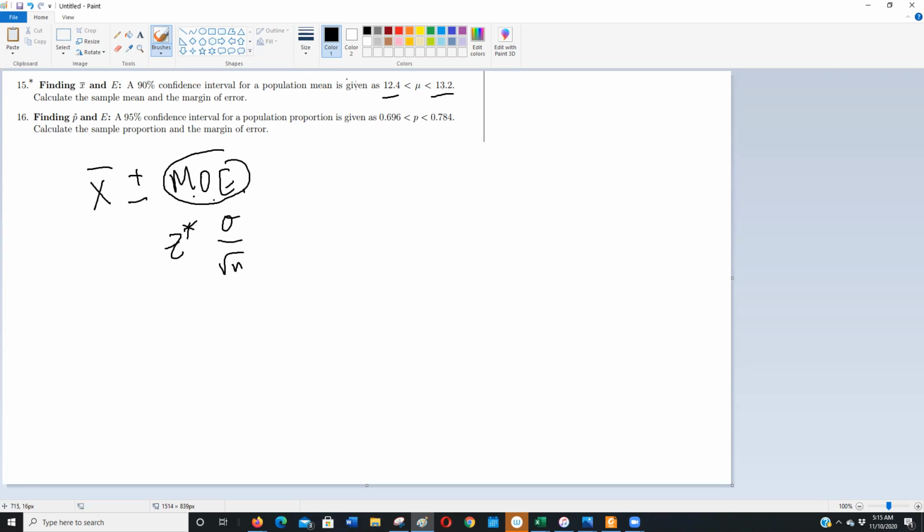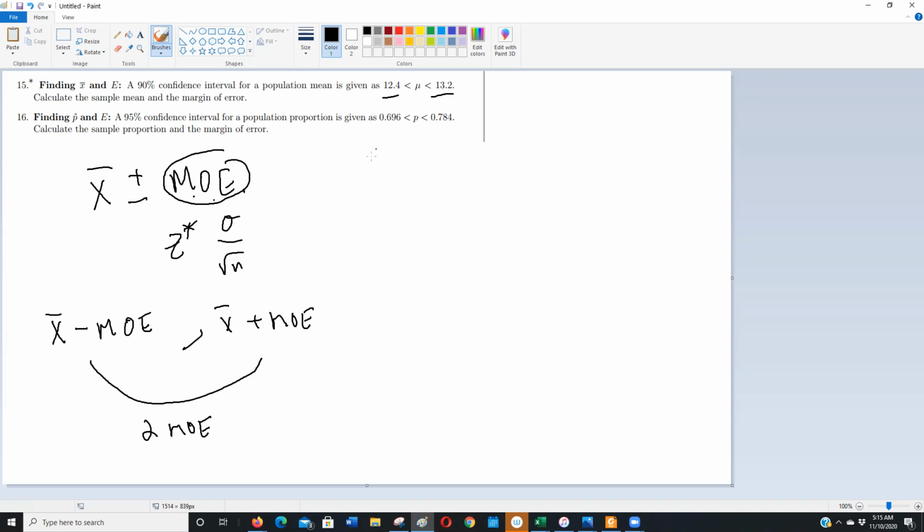So how they came up with the 12.4 is they took the mean minus the margin of error, and then to get the upper bound, they did the mean plus the margin of error. So doesn't that tell me that these are two margins of error wide? The bottom and the top, because I subtract one, add one, so that's the two.